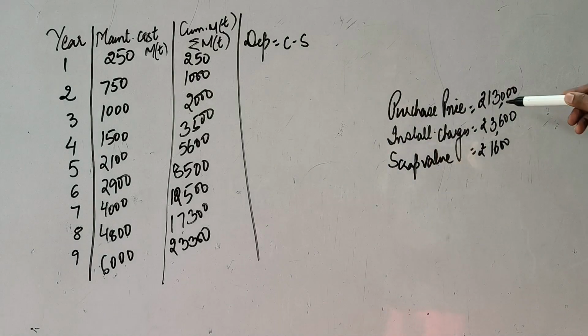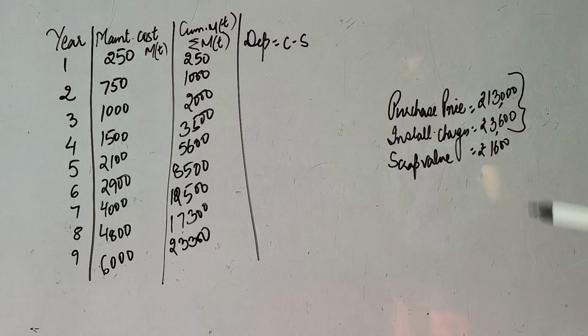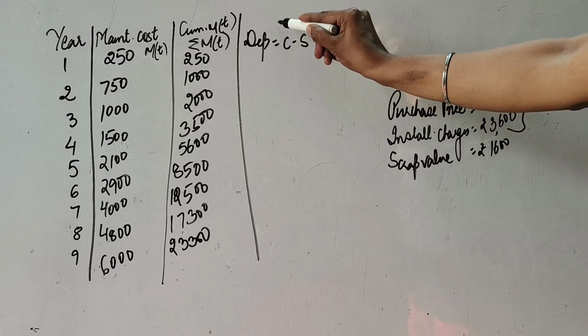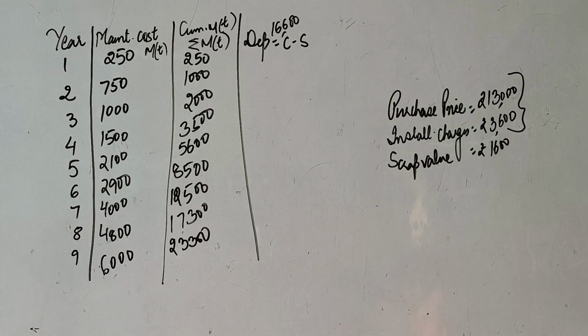So what is the cost? Cost is 13,000, and installation charges will also be a part of cost. So we cannot say the cost is 13,000. Actually the cost is 13,000 plus 3,600, and that comes out to be 16,600. This is the real cost. So in some questions you may be given installation charges or any other charges to make the machine in a condition which will be workable. So you have to add that.